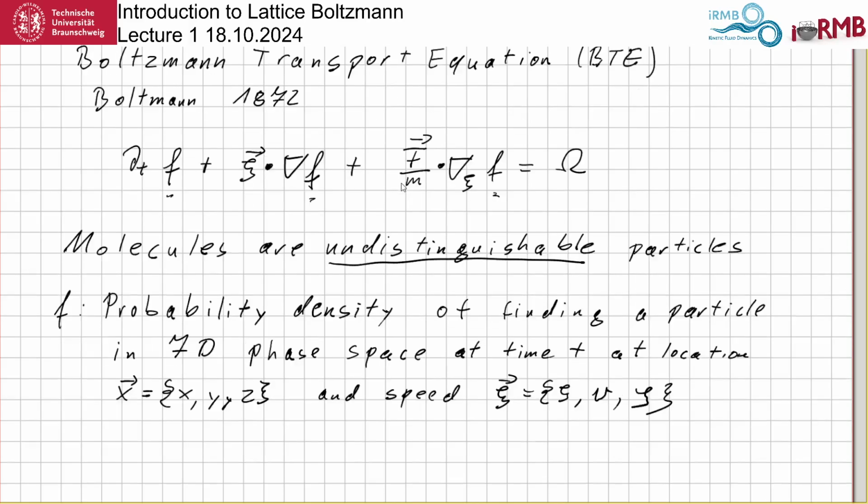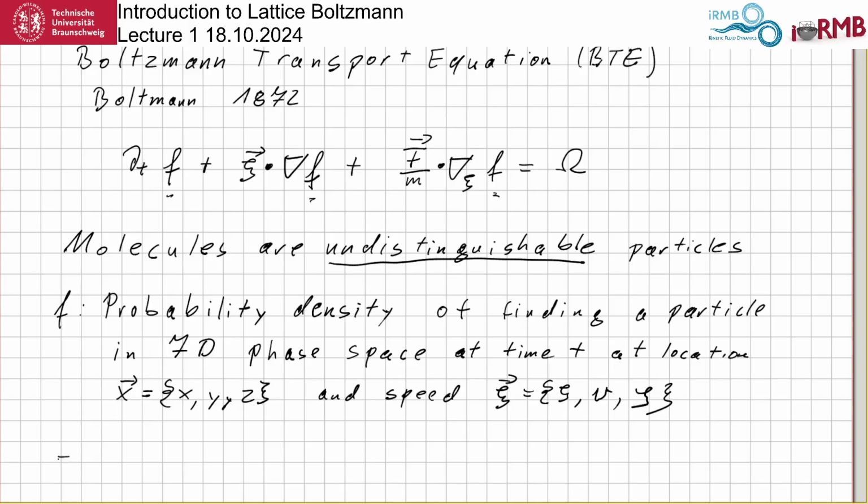This is why the Boltzmann equation, by the way, is a partial differential equation. So it has to act on continuous variables. Otherwise, you cannot take the derivative.